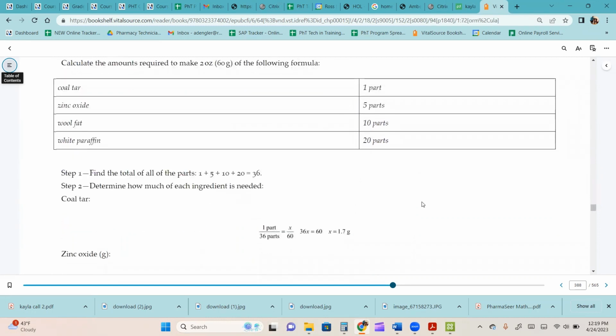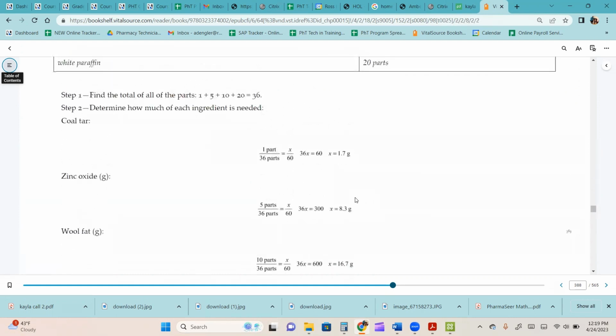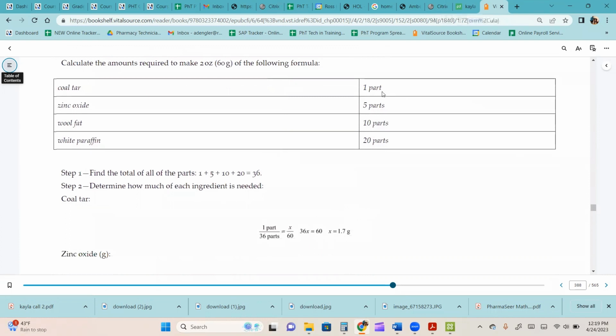We need to find the total of all the parts. So 1 plus 5 plus 10 plus 20, add those all together, and we get 36. Determine how much of each ingredient is needed. This is just like the other problems where you take every ingredient. If we are going to the coal tar, we have 1 part, and the total of all of them is 36. So on one side of your proportion, that's what's going to be on there.